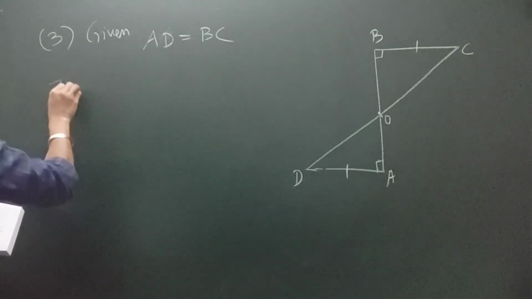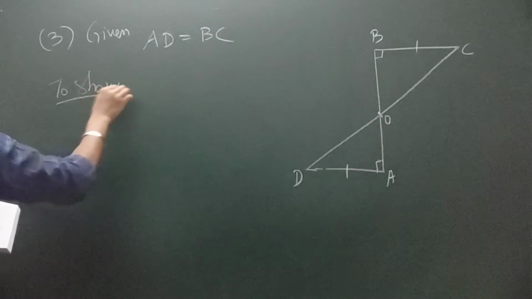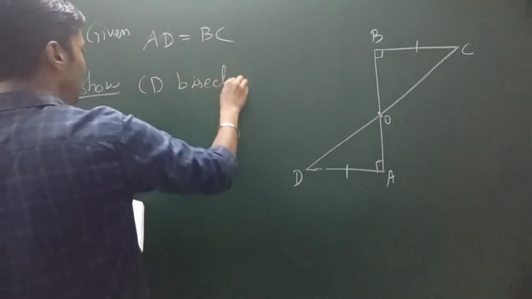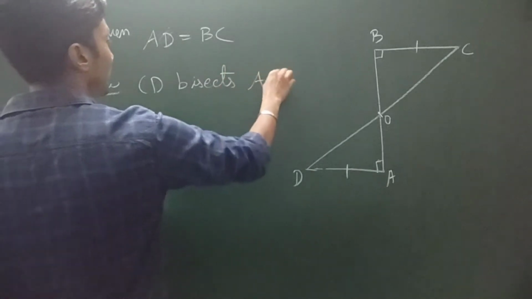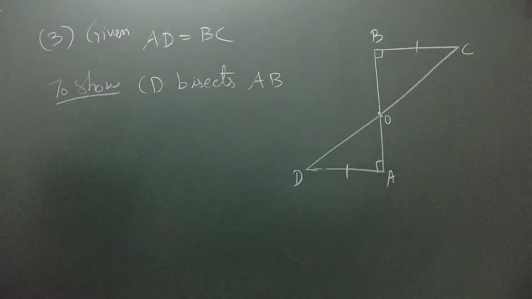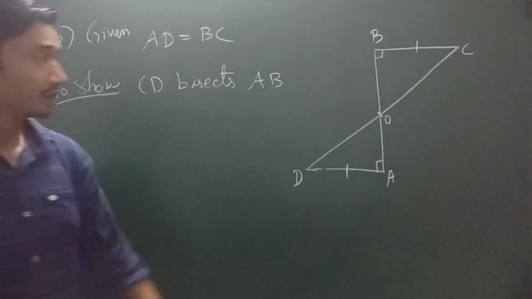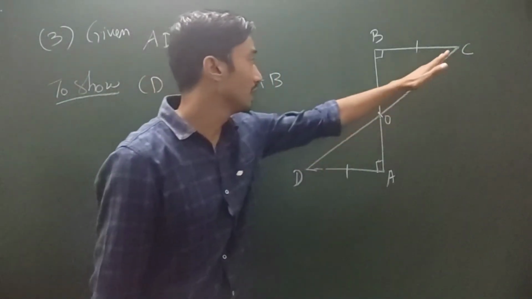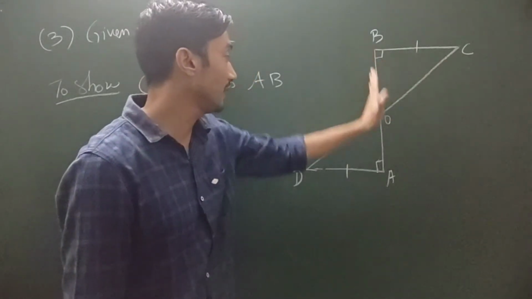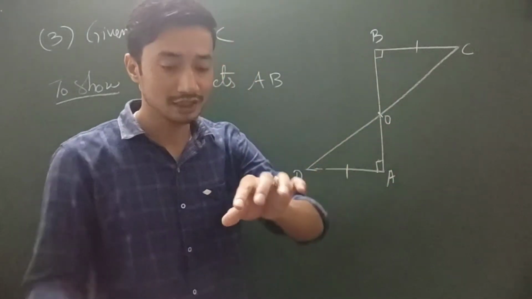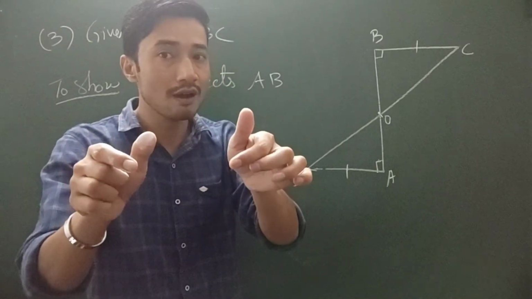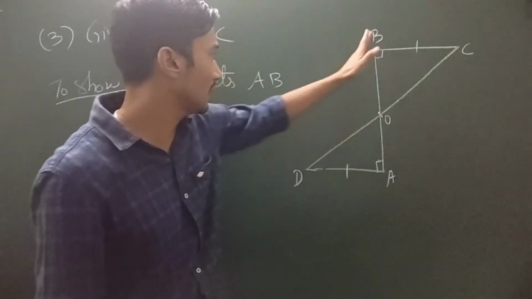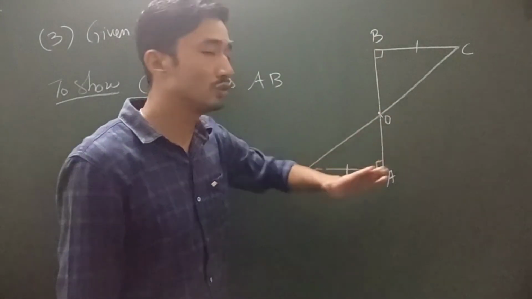To show: CD bisects AB. To show this, that line CD, that is coming on the way, what happened? It is bisecting AB. Bisecting, what did I say? Middle. Bisecting means this line CD, as it passes by, is cutting the side AB into two equal halves.